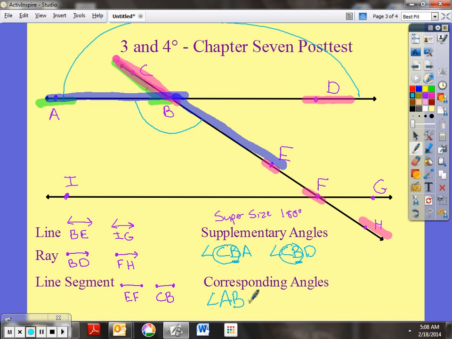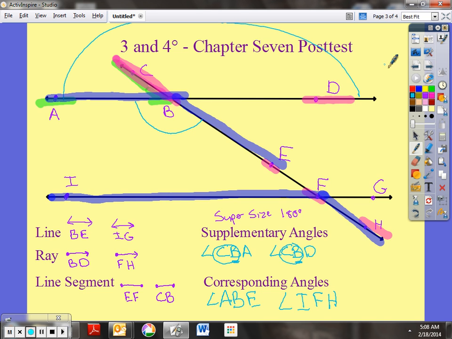Now I notice that angle is below the one line, below line AD. Now, line AD is parallel to IG, so I'm going to look for its corresponding angle below IG, so it would be IFH. That is the corresponding angle, IFH. Notice they don't share any vertex in common, nor do they share a common point.